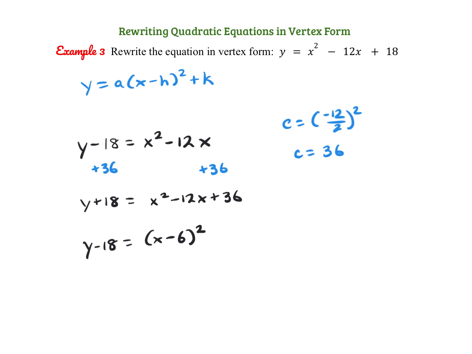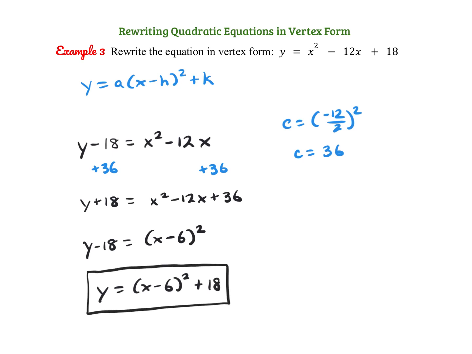And then to finish putting it into vertex form, I'm just going to move whatever this constant is back to the other side. So we have x minus 6 squared plus 18. So now we are in vertex form. So this is a different way you can approach graphing something that's in standard form. If it's easier for you, you can always rewrite it in vertex form and then go from there. I do want to caution that if your B value is odd, of course this is going to be a little bit trickier, so you might just want to stick to the original method.